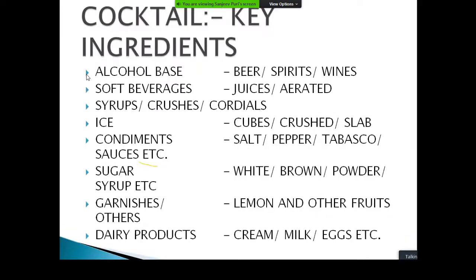What are the basic ingredients that you are going to be using for making a cocktail? It has to have a base, which can be in the form of a beer, a spirit, or a wine. It can be a soft beverage such as juices or aerated drinks. There can be different ingredients such as syrups, crushes, or cordials. How do we define a syrup or a crush? Anything that has got a sugar syrup or a sugar base added to it is going to be called a syrup or a crush or a cordial.